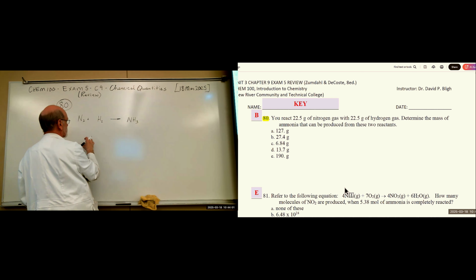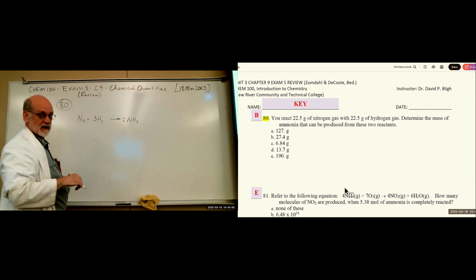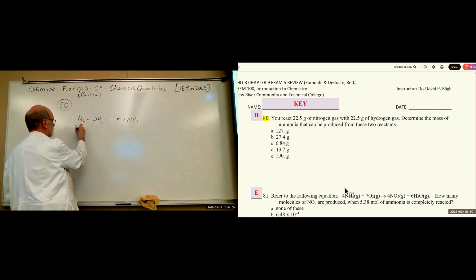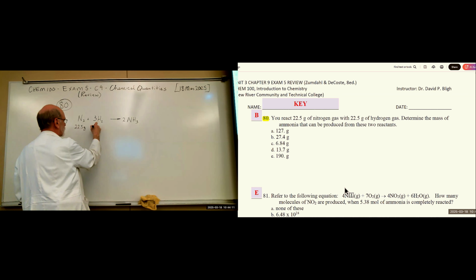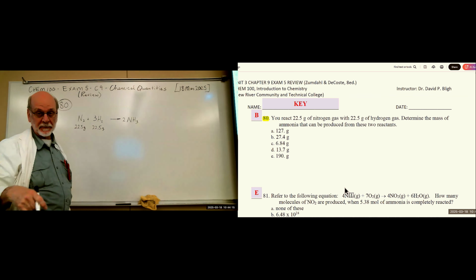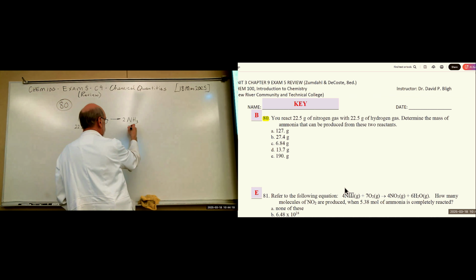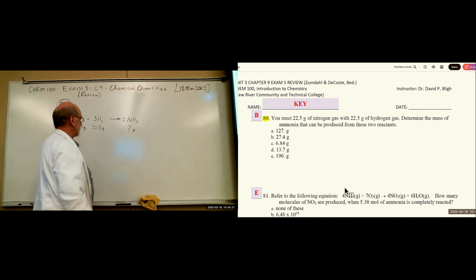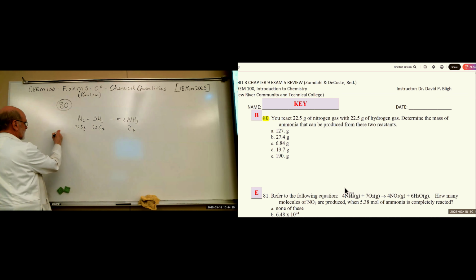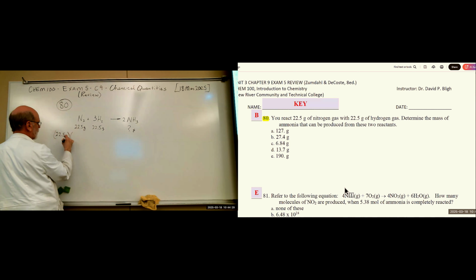And then you have to balance the equation. 2 there, 3 here. Then if you're given 22.5 grams of nitrogen and 22.5 grams of hydrogen, the mass of ammonia then would be dependent upon which one is limiting. So we'll take 22.5 grams of nitrogen and convert it to moles.